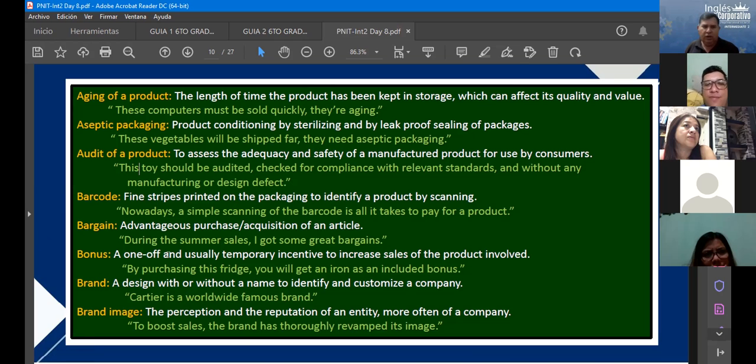Who read the last one? Okay, Marvin, your turn. Bonus: an, usually temporary, incentive to increase sales of the product involved. By purchasing this fryer, you will get an iron as an included bonus. For example, you buy my product and I give you a little present. It's like a present, but you buy.